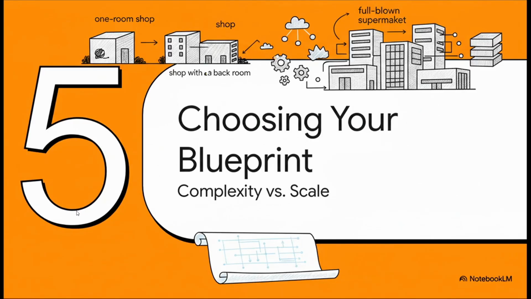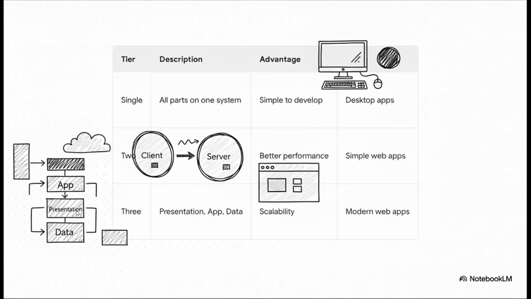Okay, so we've seen the one-room shop, the shop with a back room, and the full-blown supermarket. So how on earth do you choose the right blueprint for your project? Let's just break it down one last time, kind of like a cheat sheet. If you're building a simple, standalone desktop app, the all-in-one single tier is probably fine.